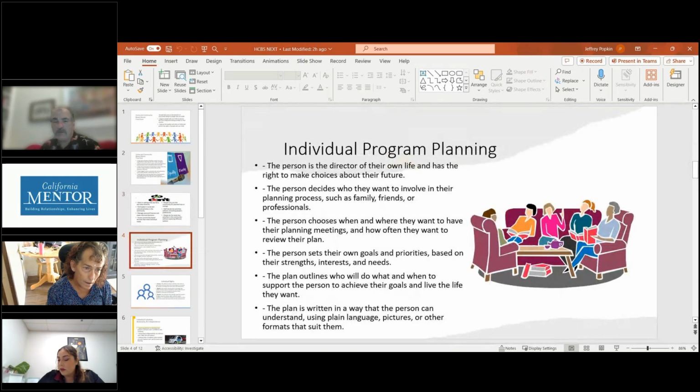Okay, this is important when you're doing individual program planning. This is where you're sitting down with the service coordinator, the client, and if there's a day program or anybody else involved in that client's life, you're developing this plan. And the plan needs to be around what the client wants. There's the old distinction of what's important to and what's important for someone. So we want to make sure we're doing that. The person is the director of their own life and has the right to make choices about their future. We want to be moving forward with what the client's talking about.